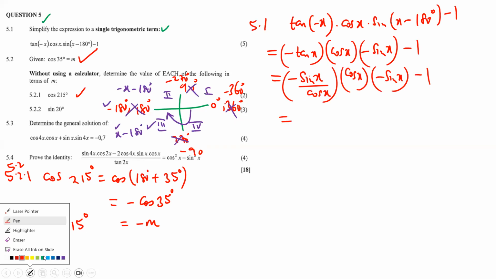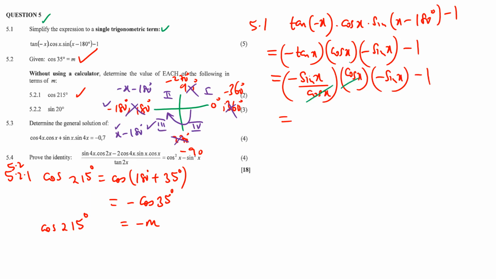Okay, let's check this one. Cosine cancels out and we multiply this by minus sine, and that gives us what? Sine squared x minus 1. Okay, we pull out a negative and we have minus sine squared x.